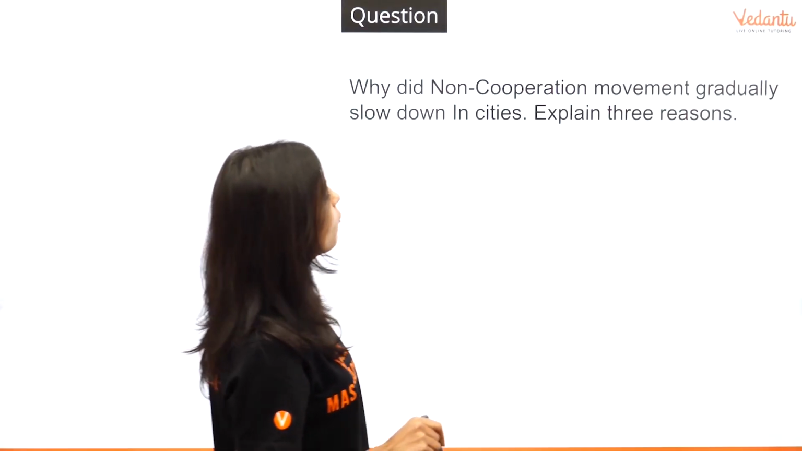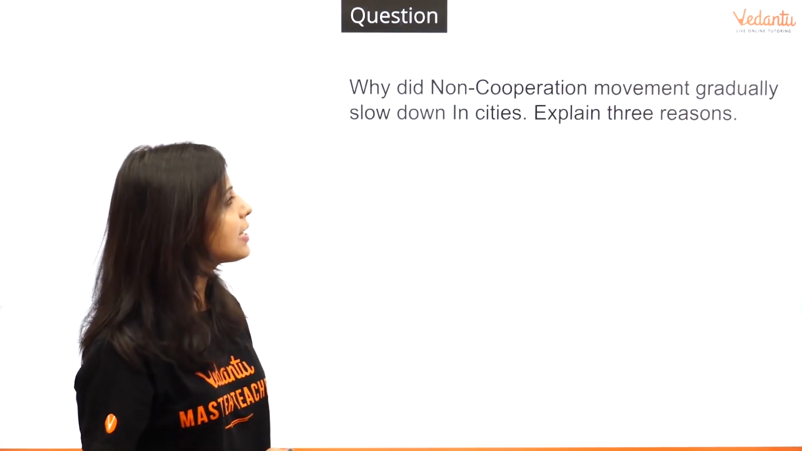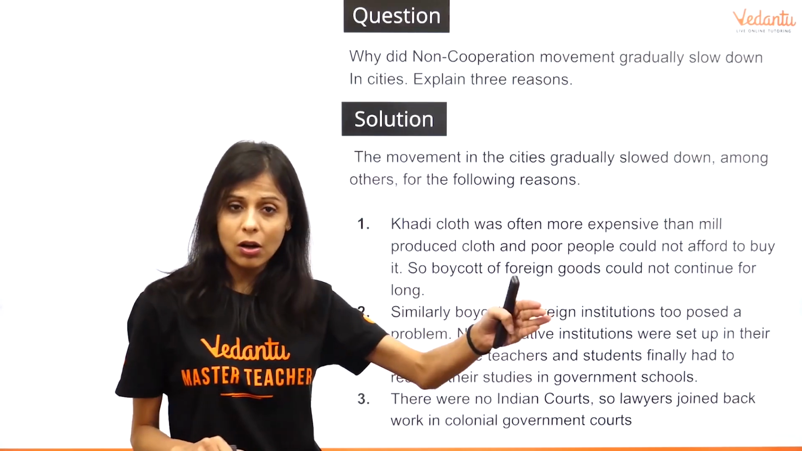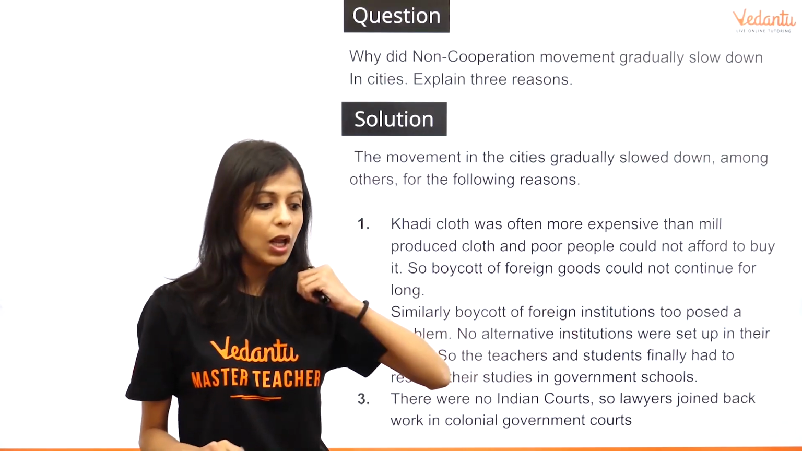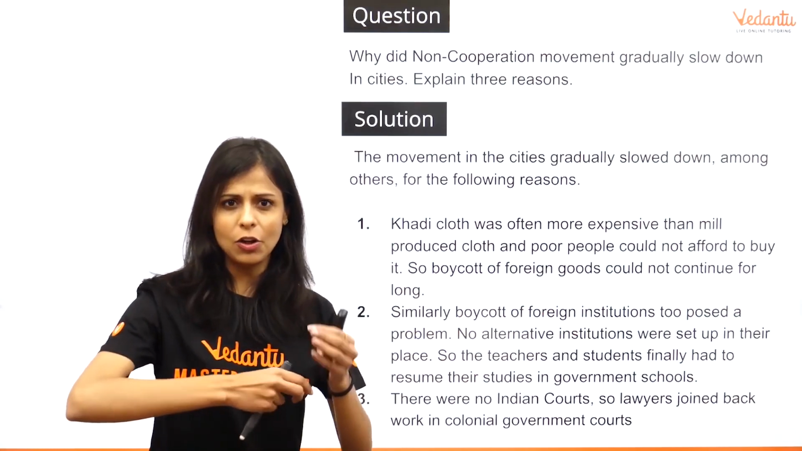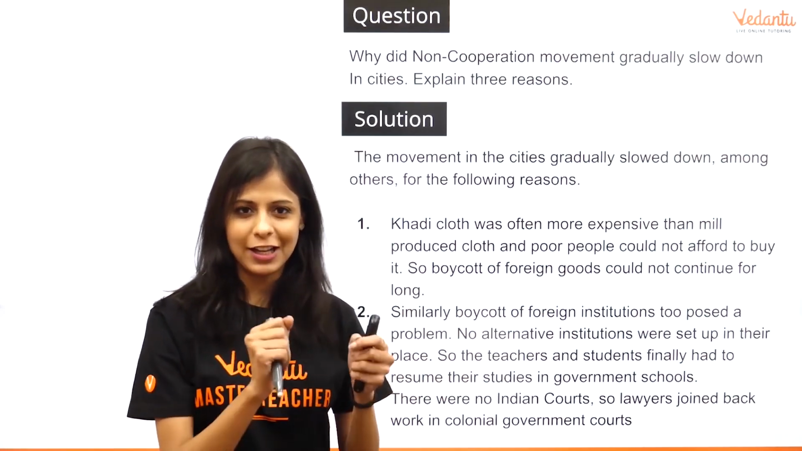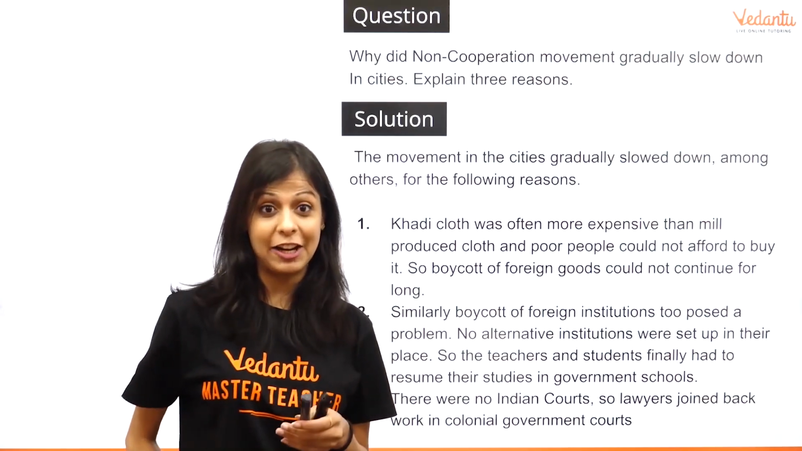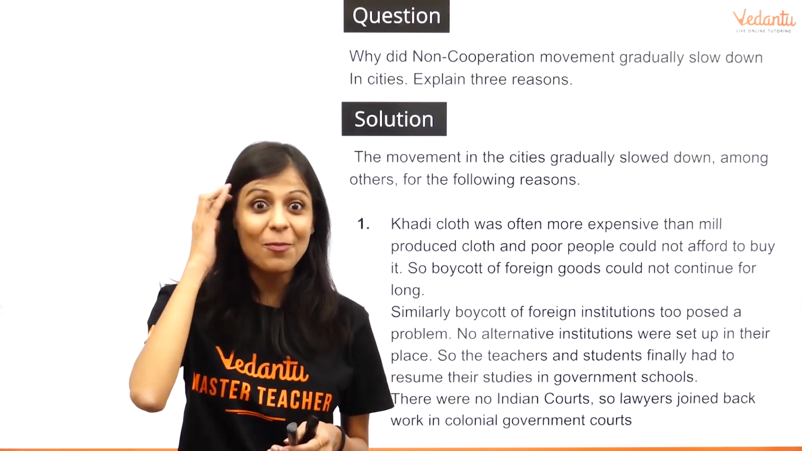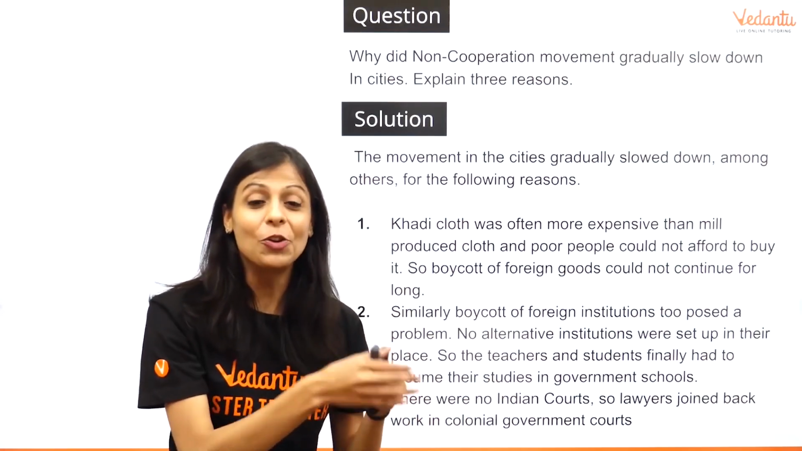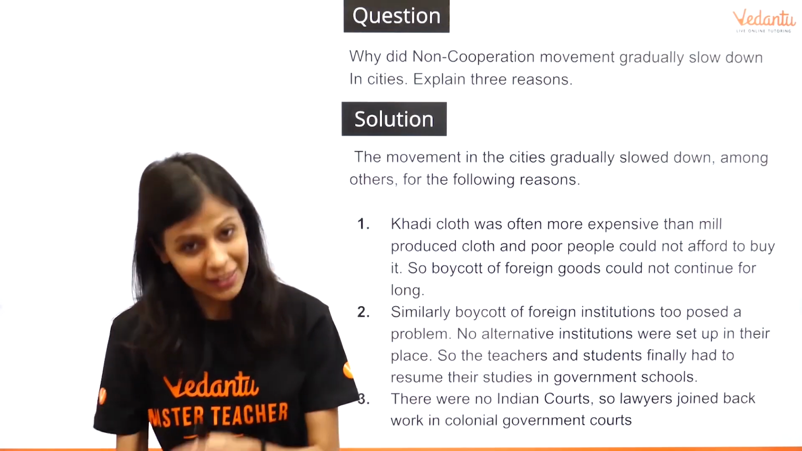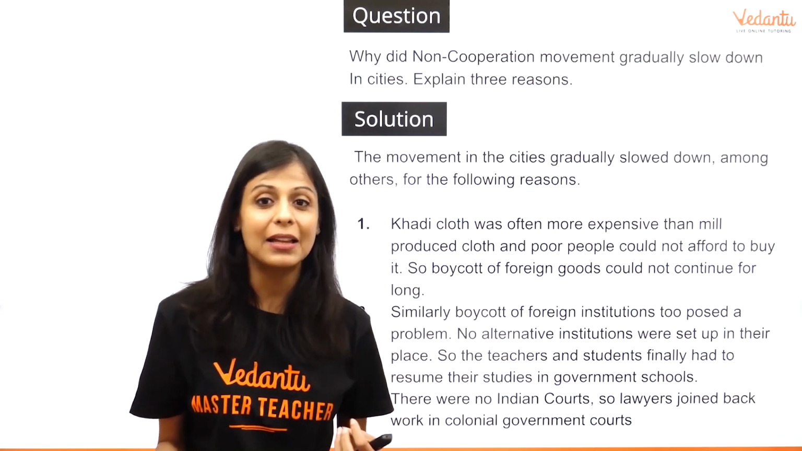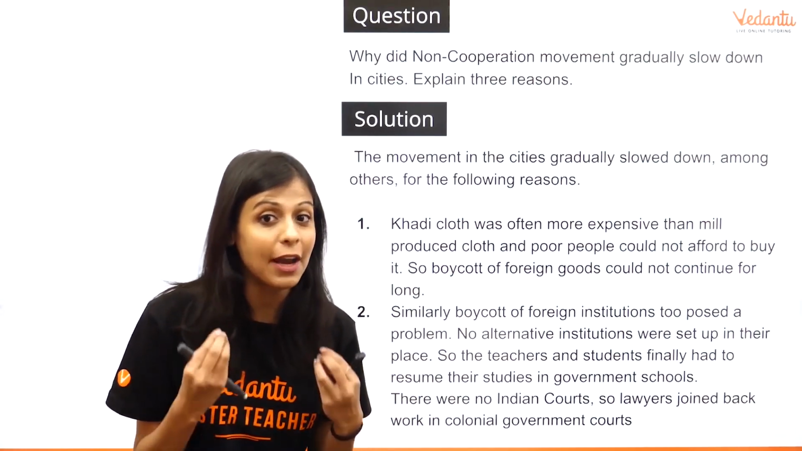Why did the non-cooperation movement gradually slow down in the cities? Explain three reasons. See, if you don't opt for going for ice cream at a thela ice cream, and you want to go for the Baskin Robbins, of course you need to have credit for that in your account. So if you're boycotting the foreign cloth, you need to have an alternative, and in this case it was khadi. That was quite expensive, so the poor people could not afford it.